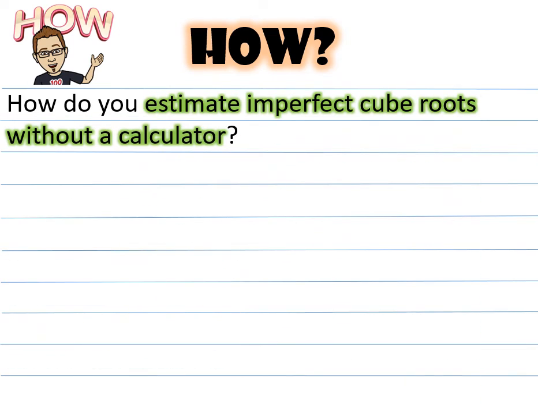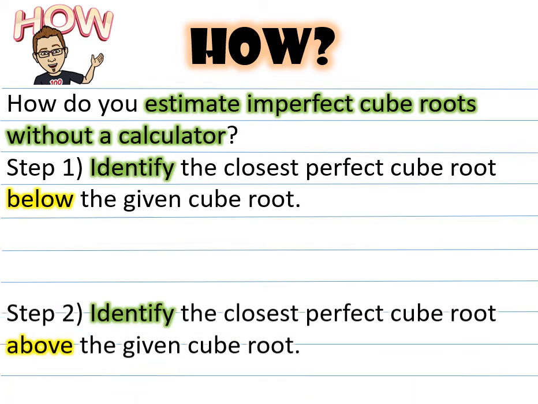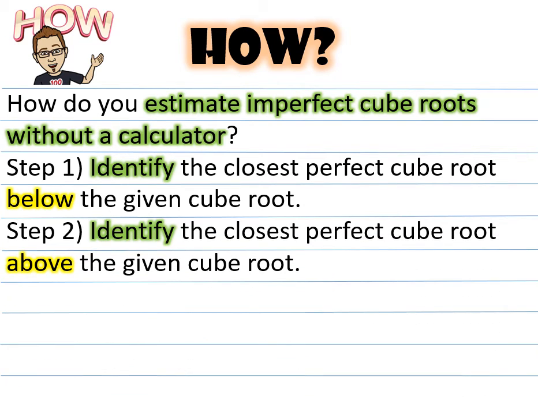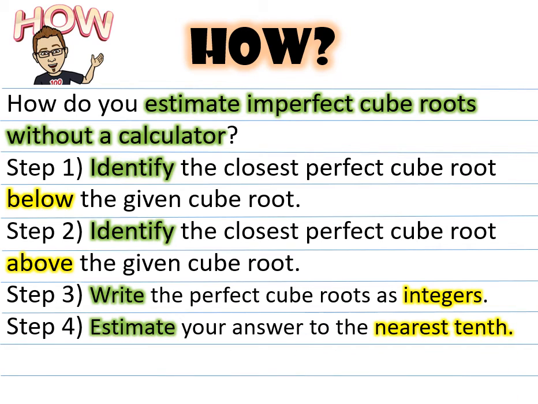How do you estimate imperfect cube roots without a calculator? Step number 1, identify the closest perfect cube root below the given cube root. Step number 2, identify the closest cube root above the given cube root. Step number 3, write the perfect cube roots as integers. Step number 4, estimate your answer to the nearest tenth.